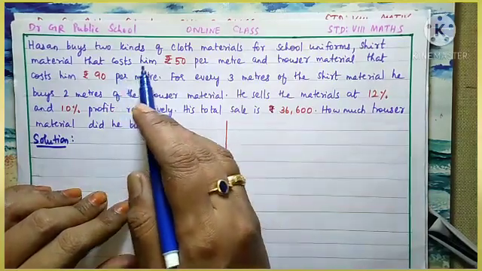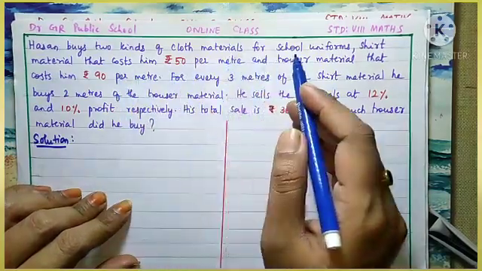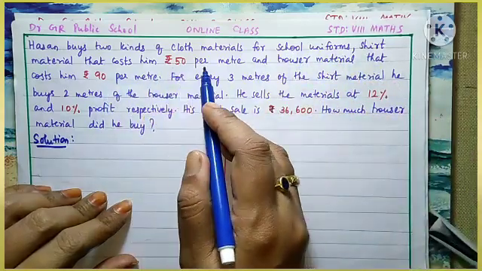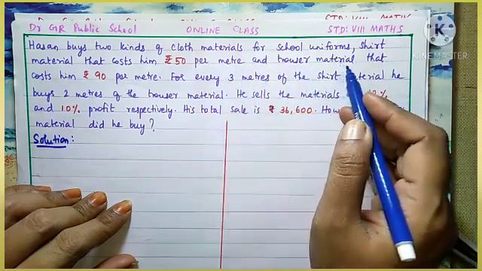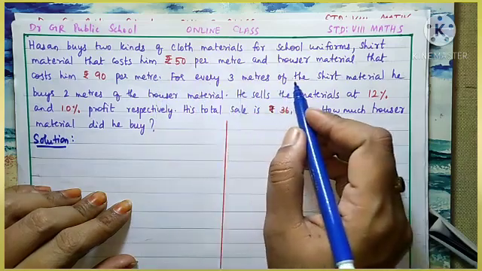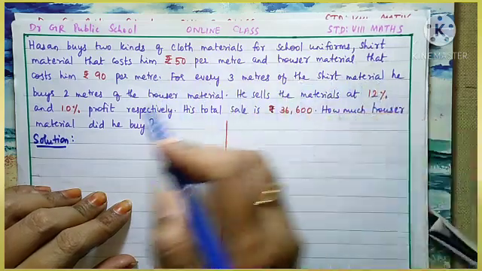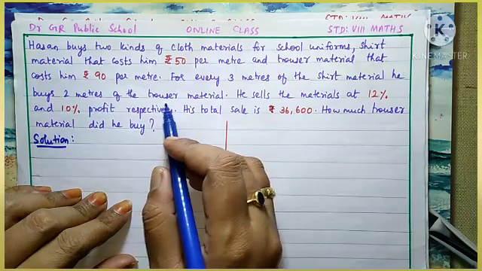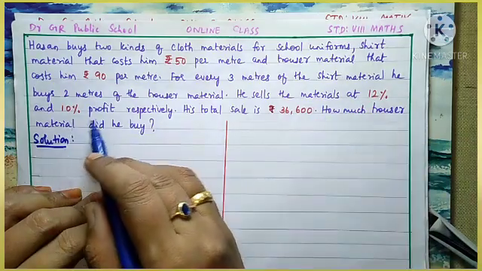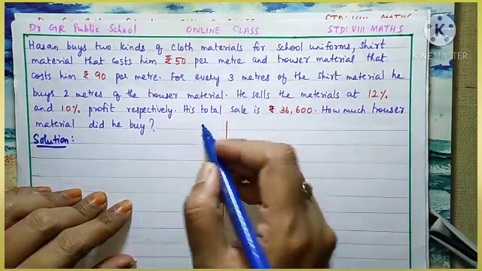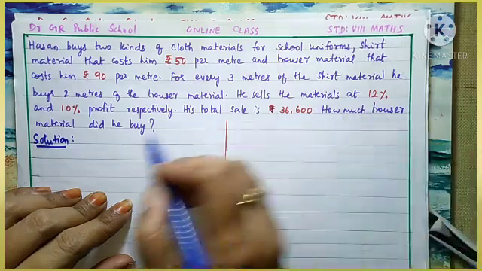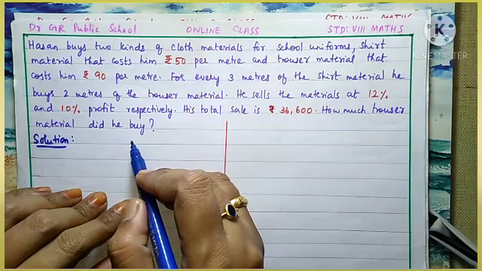Hassan buys two kinds of cloth materials for school uniforms: shirt material that costs him rupees 50 per meter and trouser material that costs him rupees 90 per meter. For every 3 meters of the shirt material, he buys 2 meters of the trouser material. He sells the materials at 12% and 10% profit respectively. His total sale is rupees 36,600. How much trouser material did he buy?